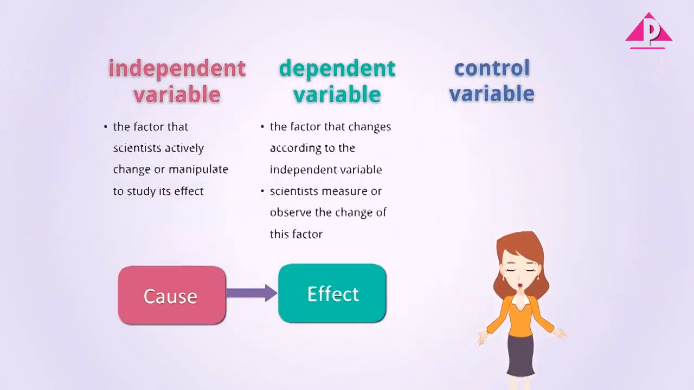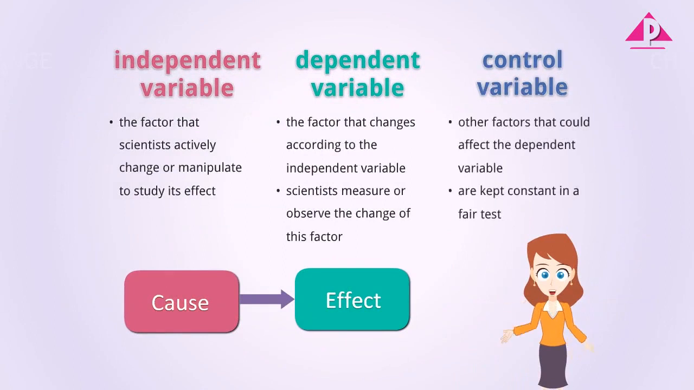Control variables are other factors that could affect the dependent variable. To ensure a fair test, there should only be one independent variable in the investigation. All other factors that could affect the outcome should be kept constant.